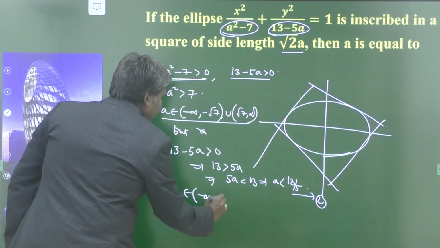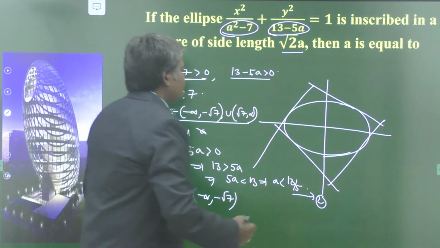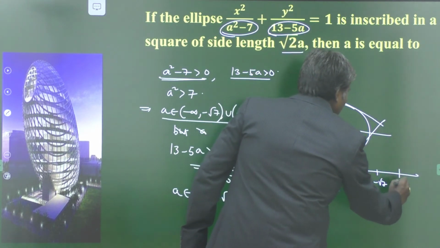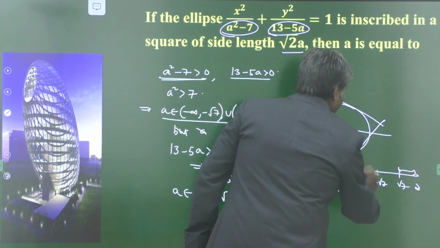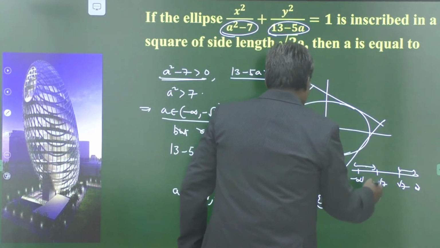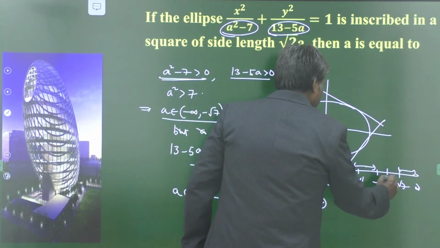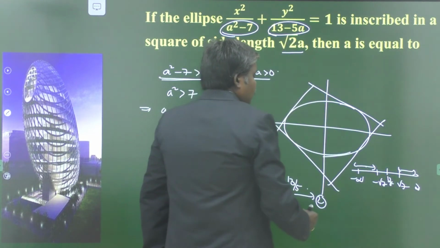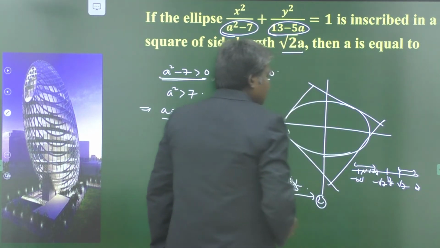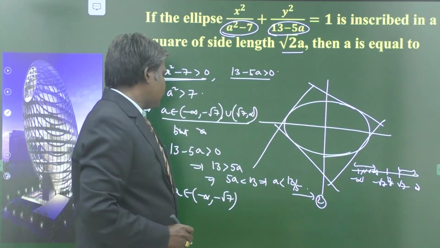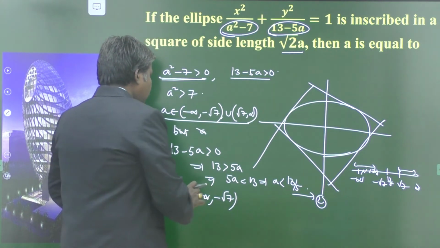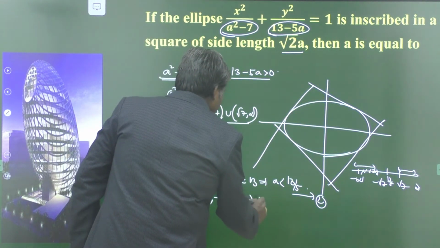Minus infinity to minus root 7. Am I correct or not? This is minus infinity to minus root 7 and this is root 7 to infinity, and moreover this is 2 point something. So here is 13 by 5. Now the common interval is like this, minus infinity to minus root 7. Root 7 is always less than 13 by 5. Understand?